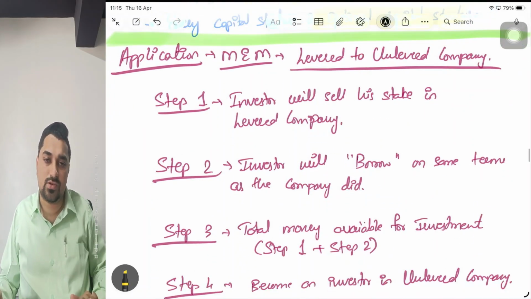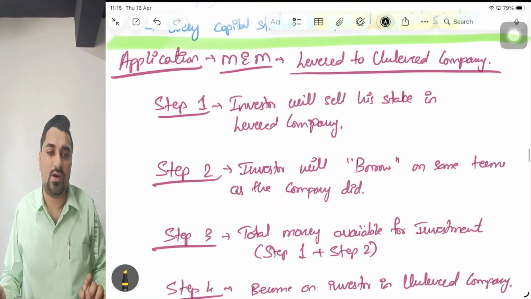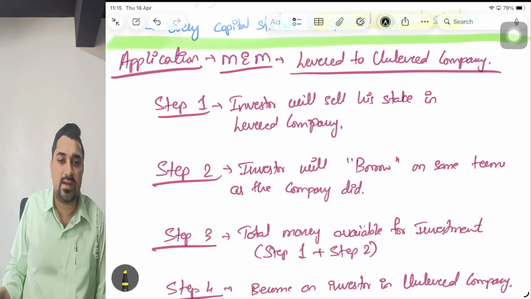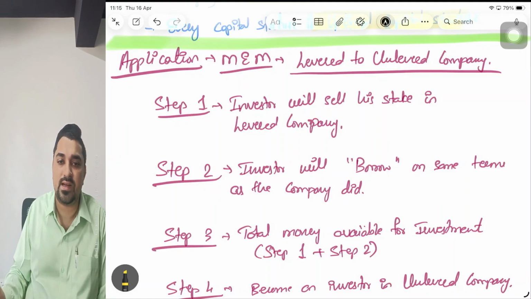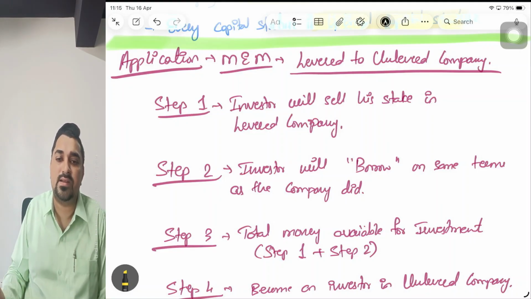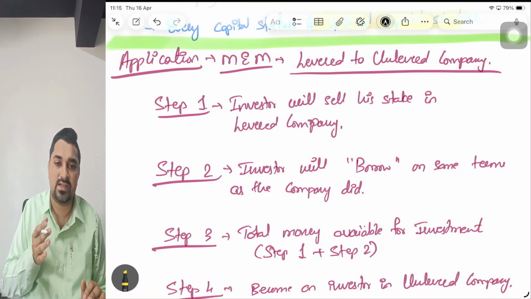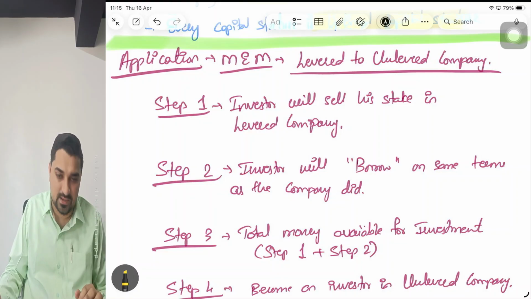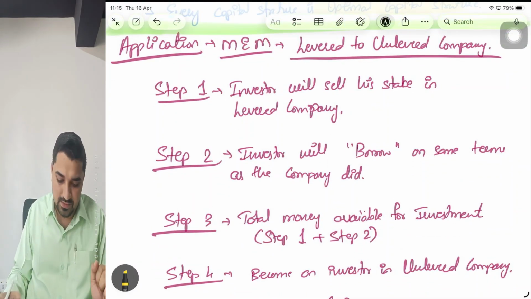How do you solve exam questions? Very, very important. Please pay attention. How do you solve M&M exam questions? There are two cases. Whenever as an investor I'm moving from a levered company to an unlevered company. A levered company means the company which has debt. An unlevered company means the company which does not have any debt. So I was a shareholder in a levered company, and now I am becoming a shareholder of an unlevered company. What will I do? Step 1, step 2, step 3. You need to remember stepwise. So how do we solve the exam question?